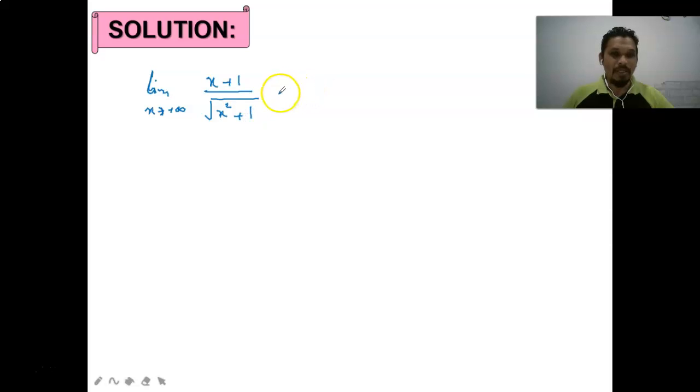So divide each term by the modulus of x. Divide each term. Okay, because we got square root of x squared here, we are going to divide each term by modulus of x, or absolute values of x.